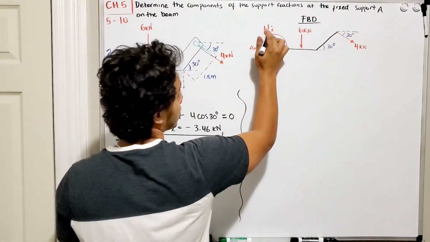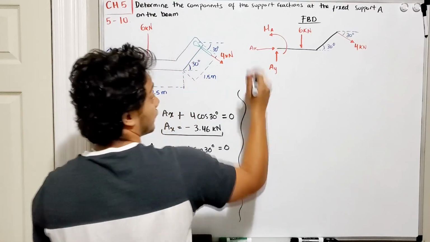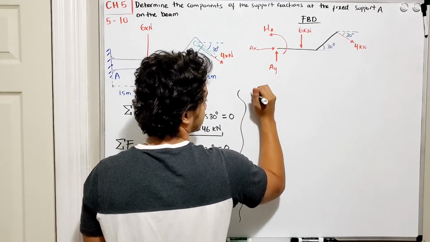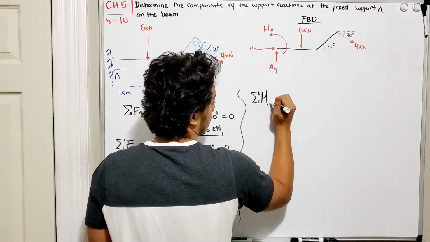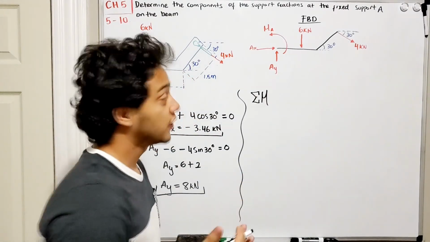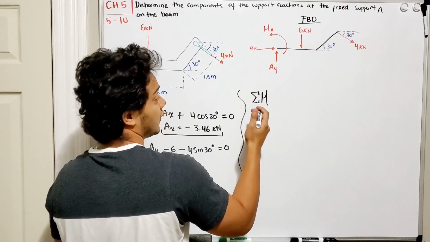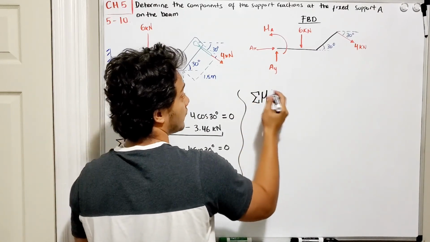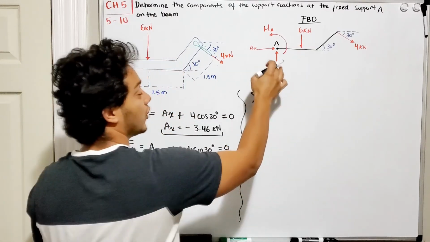Last, we need to find what is the moment at our reaction, our fixed support. So we're gonna do the summatory of moments. At which point do you think we should do a moment? Well, the most important moment that we can do at any point will be at point A. Okay, why at point A?